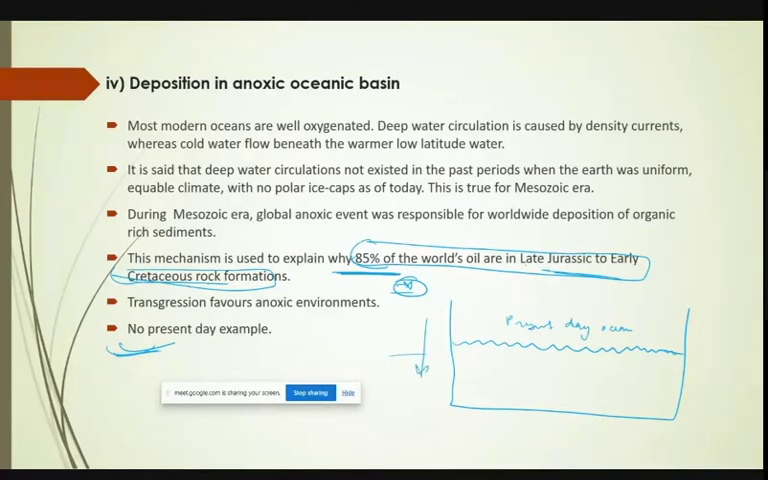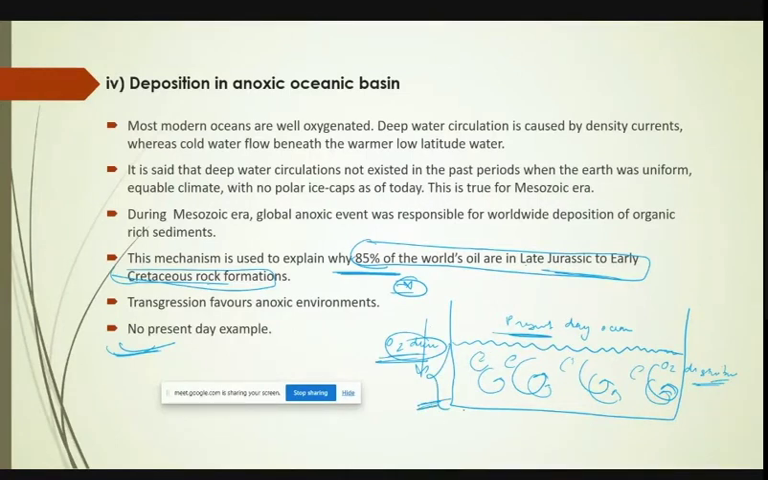What happens in present Eocene is that there is shallow water circulation, as well as deep water circulation, as well as some circulations that involve both the shallow water as well as the deep water. So in present day, oxygen is redistributed between all the layers, or say all the depths of the ocean. So there is no deficiency of oxygen even in the deeper layers in present day.